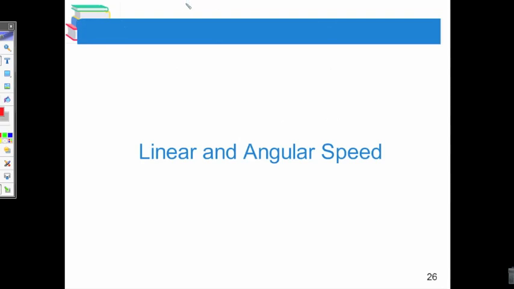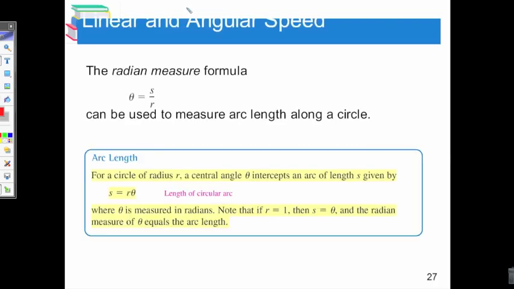Now let's look at this last idea of linear and angular speed. And I think this is where this section actually becomes a little bit tricky. And this is the one part that becomes difficult to separate these two vocabulary words.